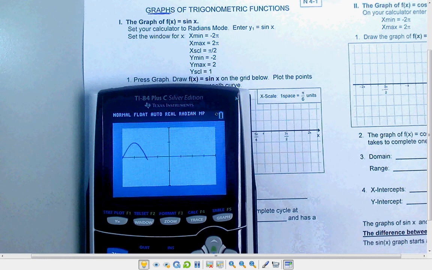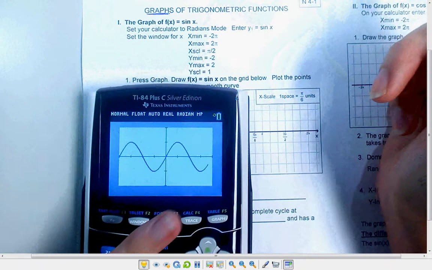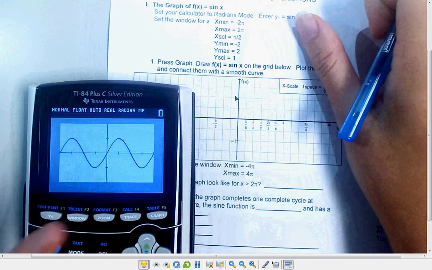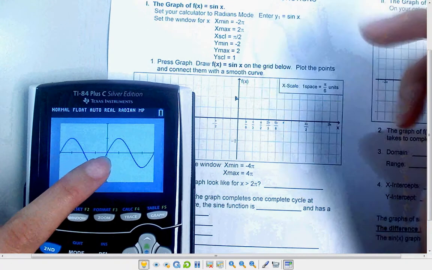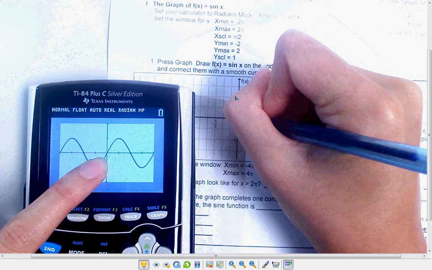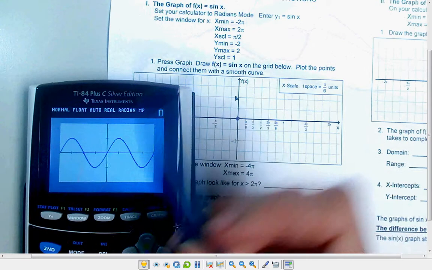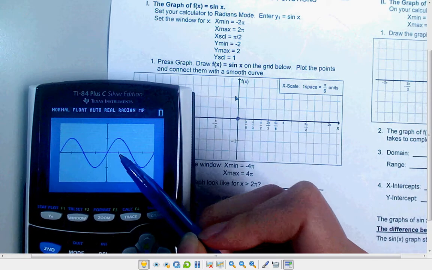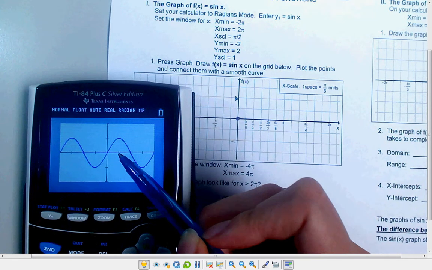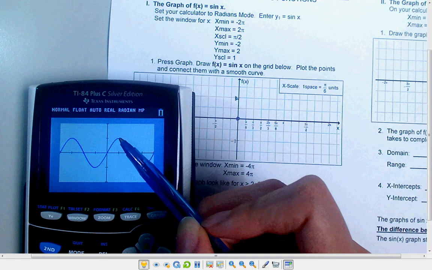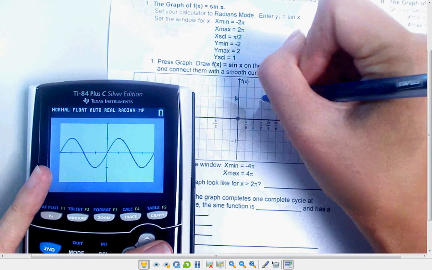And this is what the graph of the sine function looks like. So we're going to plot all of these points on the graph on your paper. The easiest point to start off with is 0, 0, the origin. Our sine graph starts at 0, 0. Each of these tick marks we know is pi over 2 on our x-axis. So at pi over 2, the point is pi over 2, comma, 1. So that's going to be the second point that we plot.